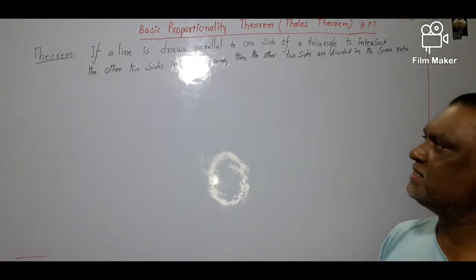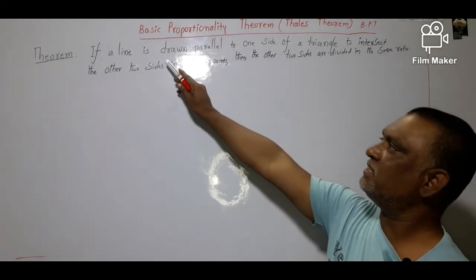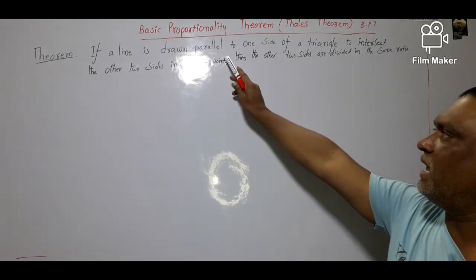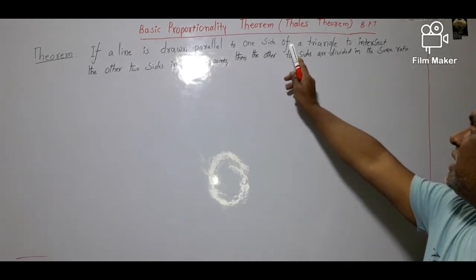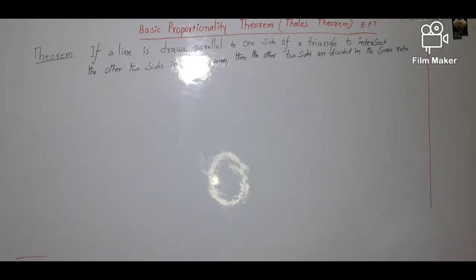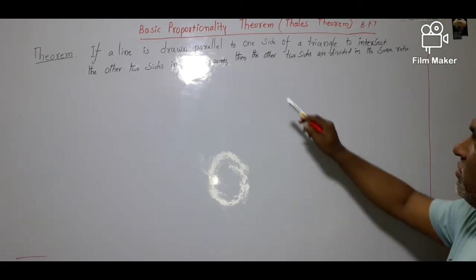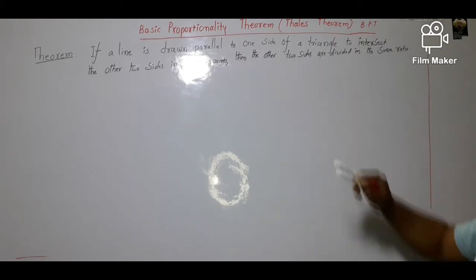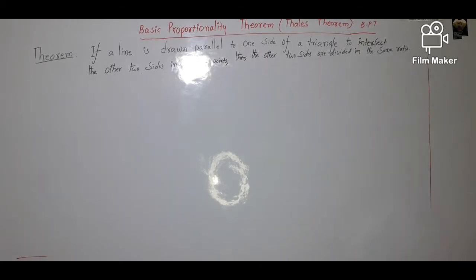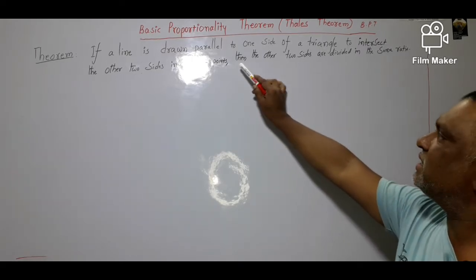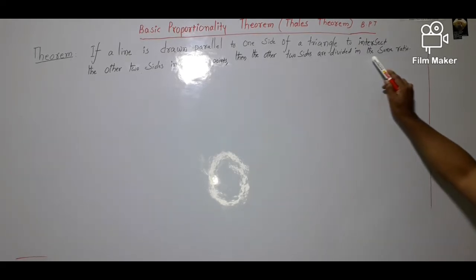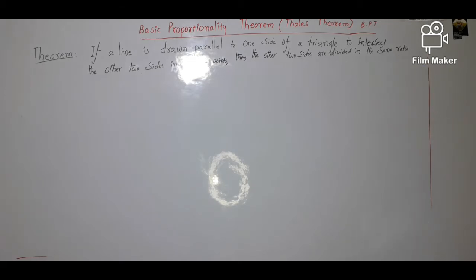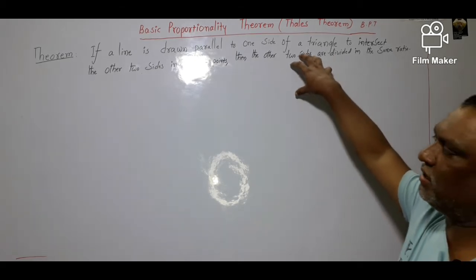The theorem states: if a line is drawn parallel to one side of a triangle to intersect the other two sides in distinct points, then the other two sides are divided in the same ratio. This is the statement.